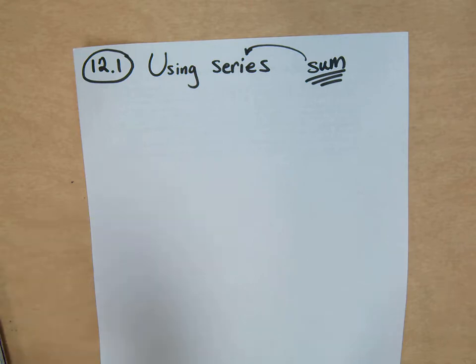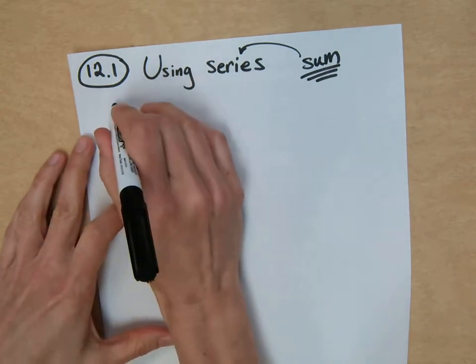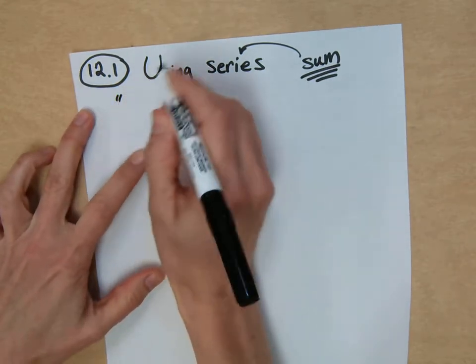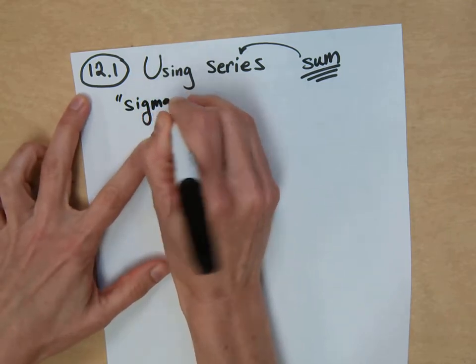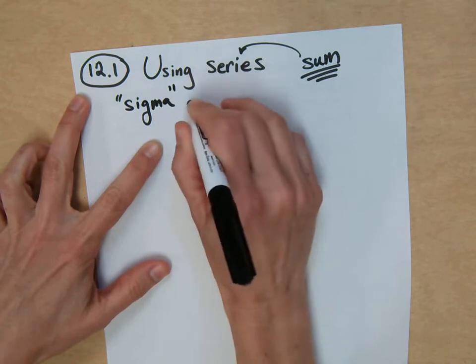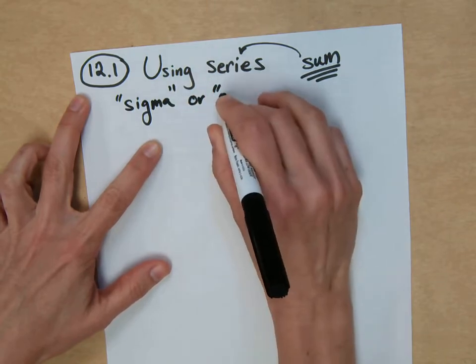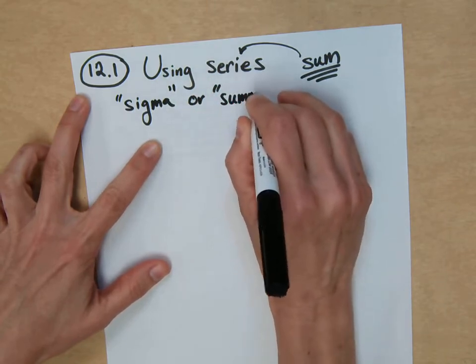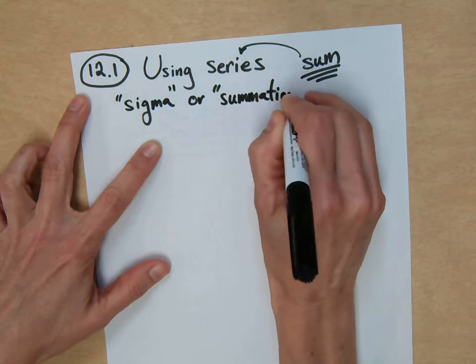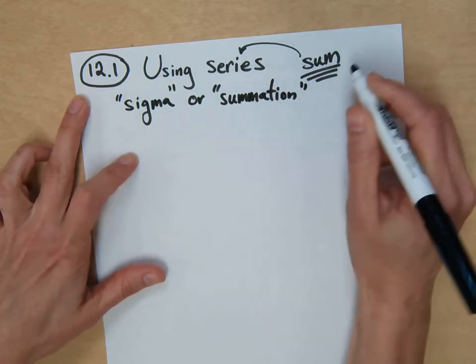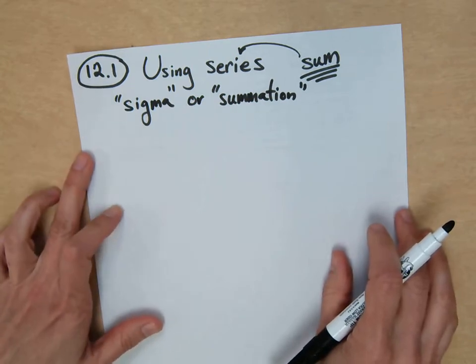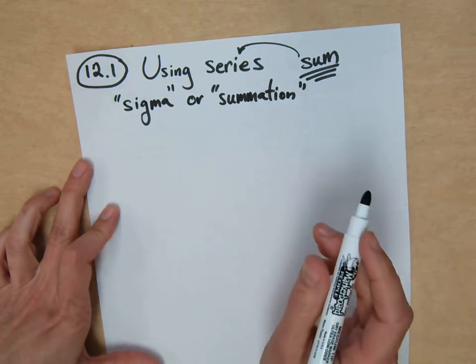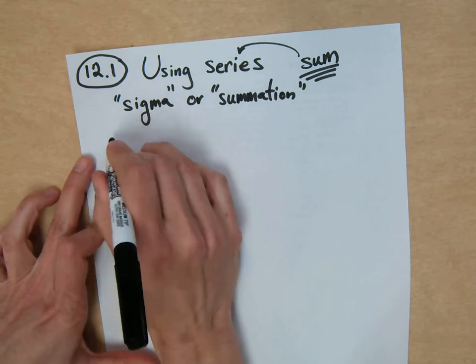So there's this new notation, and when I do this funky symbol, it's fun to draw, it's called sigma, or you might see summation notation. So that's how you identify it. It's called sigma, or sometimes it's called summation notation. And the symbol for it goes like this. We'll start with example number 1.